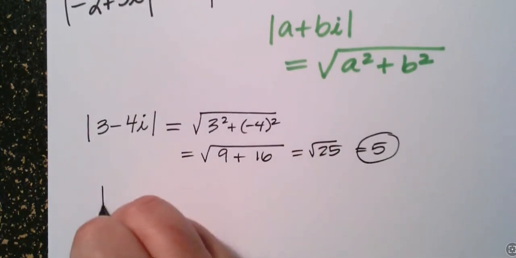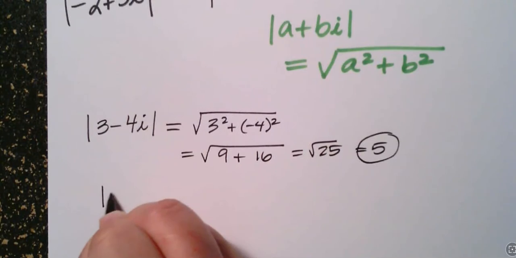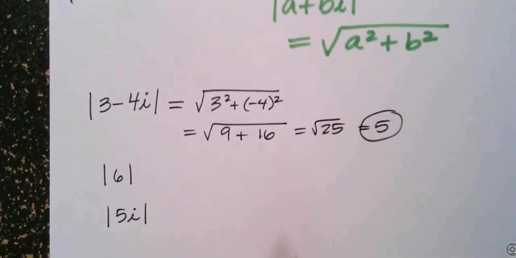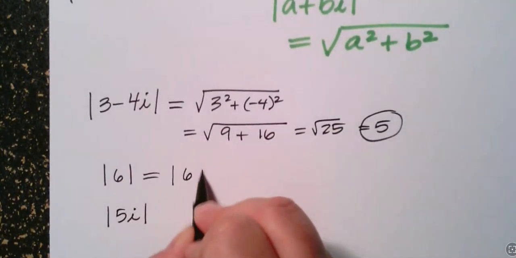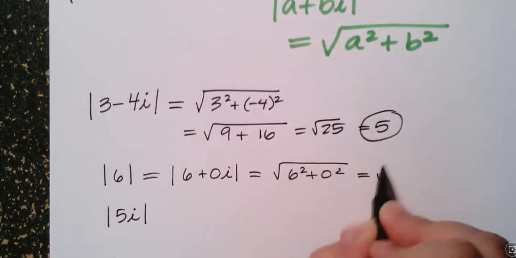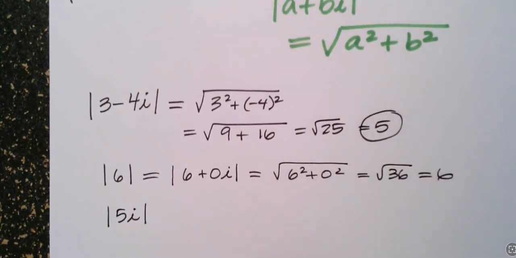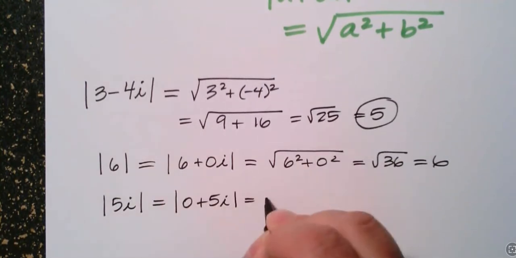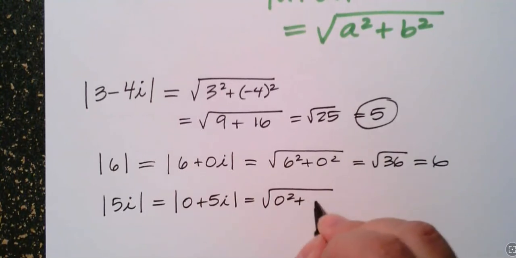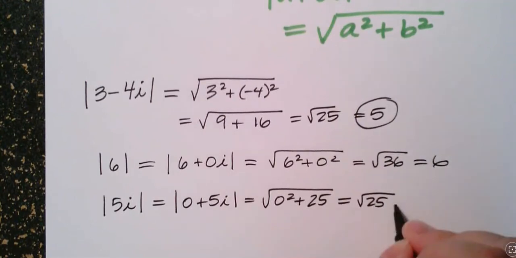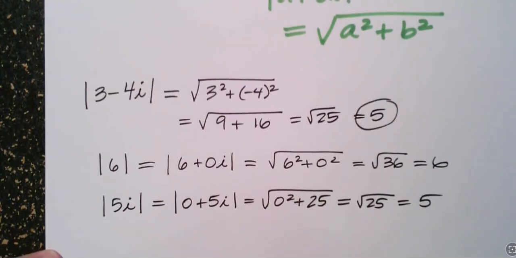What about the absolute value of just a number? What if it's the absolute value of 6 or the absolute value of 5i? Well, this is the same as 6 plus 0i, so it's just 6. This is the same as 0 plus 5i, that was 5 squared, I didn't really write it that way, and that's just 5. But also, in terms of what it means, it makes sense.